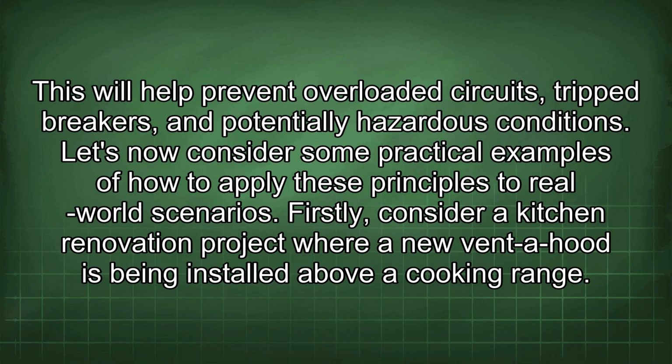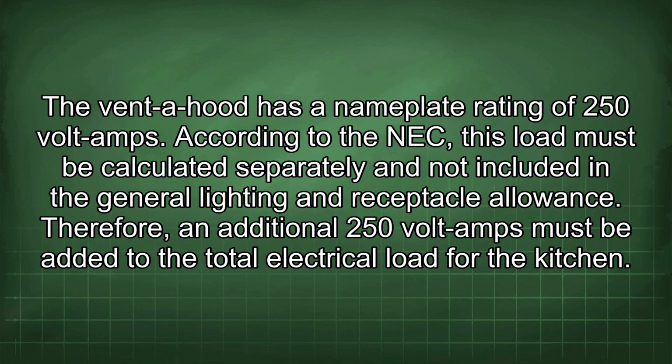Firstly, consider a kitchen renovation project where a new vent hood is being installed above a cooking range. The vent hood has a nameplate rating of 250 volt amps. According to the NEC, this load must be calculated separately and not included in the general lighting and receptacle allowance. Therefore, an additional 250 volt amps must be added to the total electrical load for the kitchen.